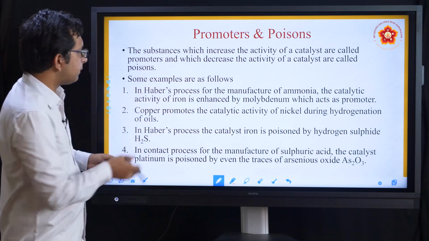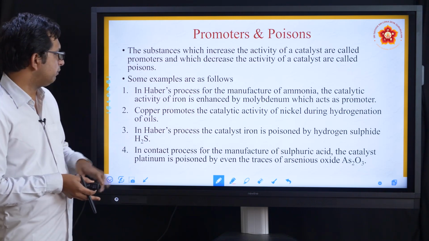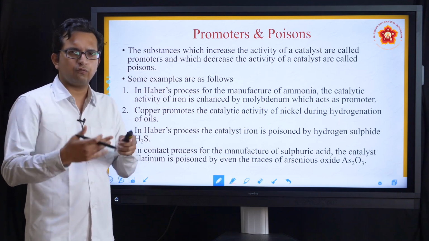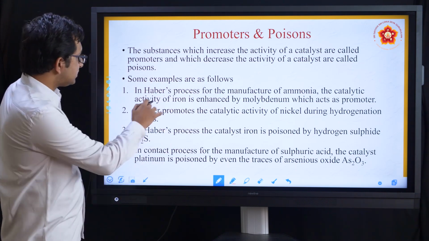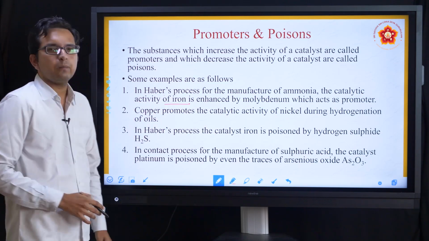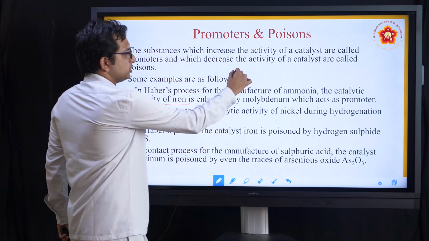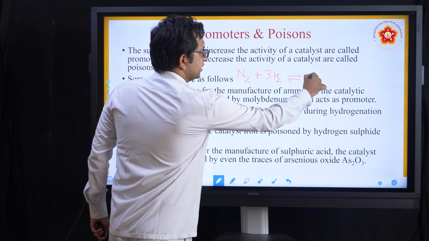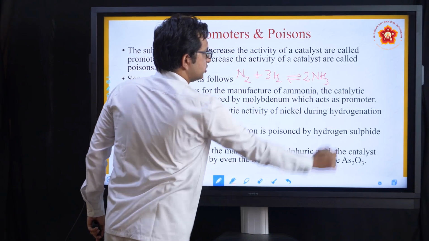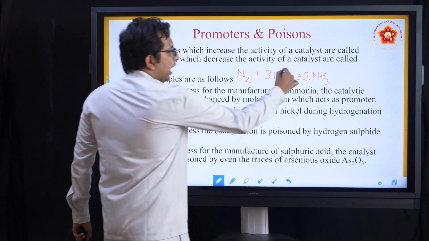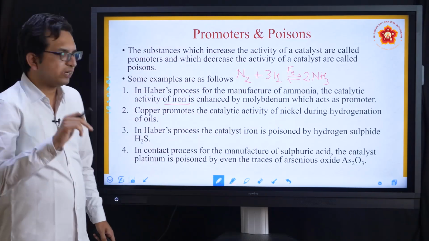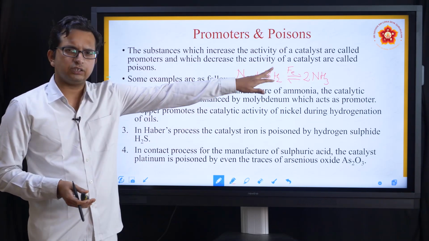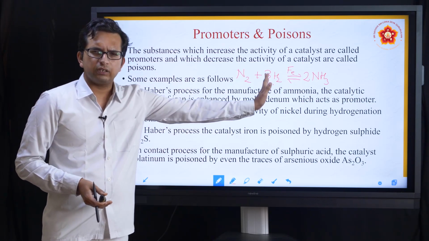Okay, so some examples, because we have to understand this part very clearly. So first thing is in the Haber's process. We know very well that Haber's process is nothing but production of ammonia, N2 plus 3H2. So in this case, the catalytic activity of iron is enhanced by molybdenum, which indicates that suppose I have this reaction N2 plus 3H2. This is generally a reversible reaction. It gives you 2NH3. This is the reaction which is taking place. Iron is acting as a catalyst. So what is the role of iron? It sees to it that nitrogen and hydrogen are reacting at a better pace. So remember, all of them are in gaseous form, all these gases, the reactants and products.